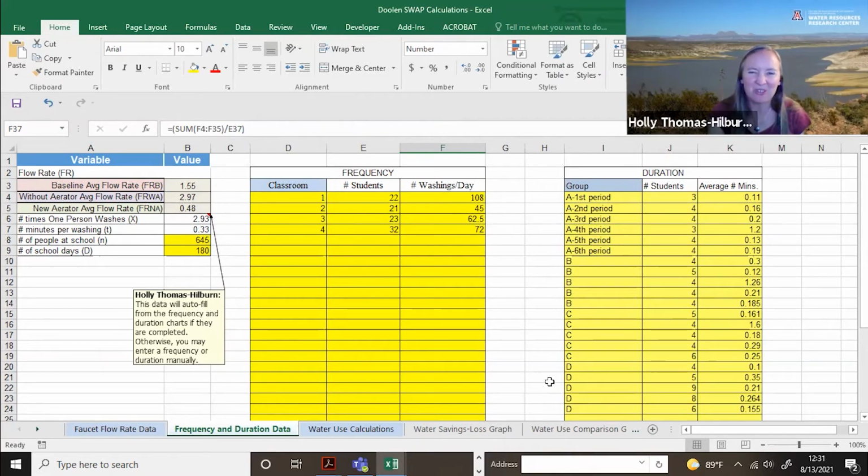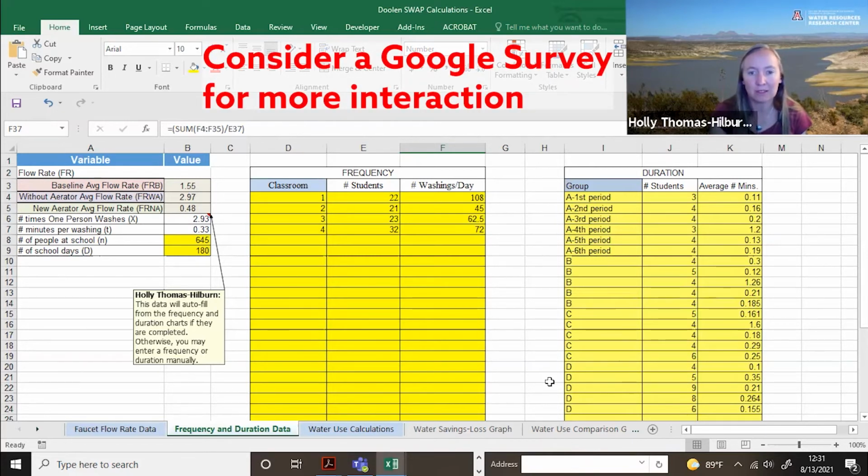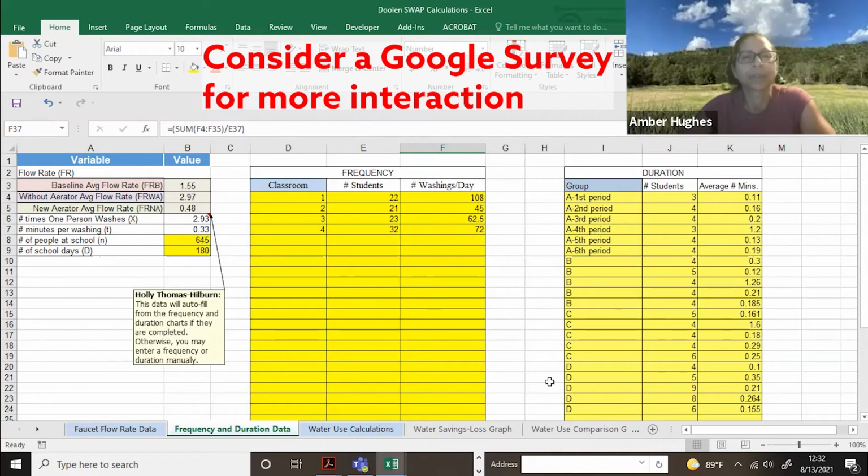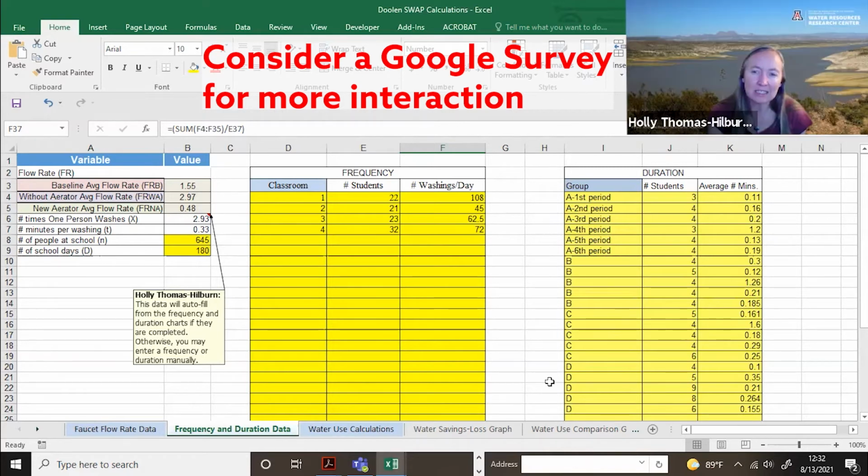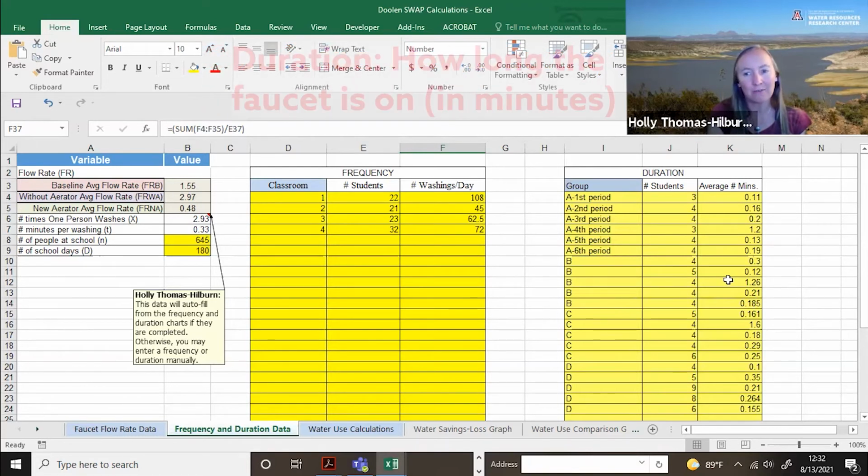I've also had teachers use Google surveys and just send them out to colleagues and have their colleagues quickly figure that out with them. Google surveys, that's also a really good idea. Yeah, so there's lots of different ways to do that. So that's frequency. And then duration is how long the faucet is on.